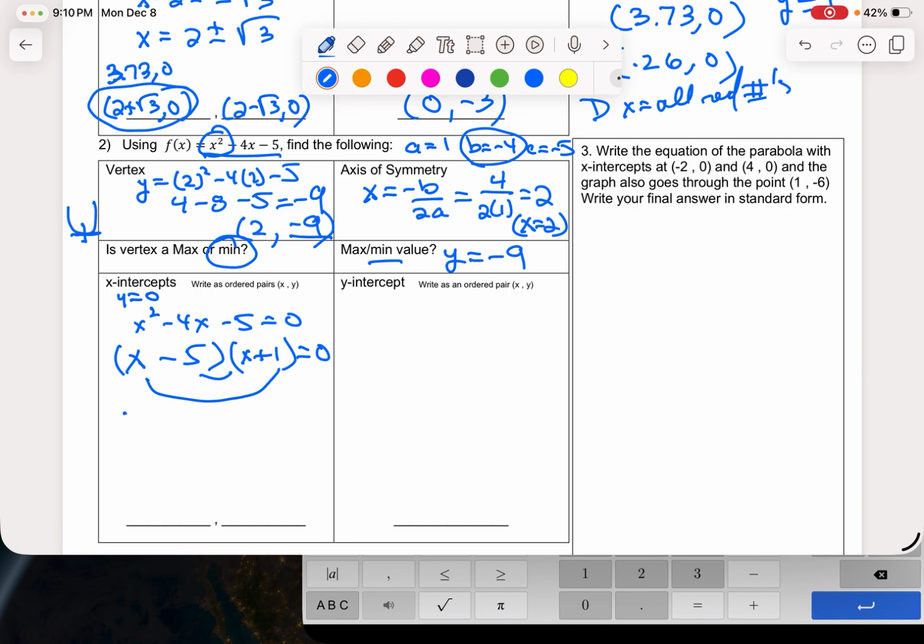All right, so what are my zeros? Well, that's when x is 5 and when x is -1. So what are those 2 points? (5, 0), (-1, 0). Whole reason for factoring is x-intercepts.